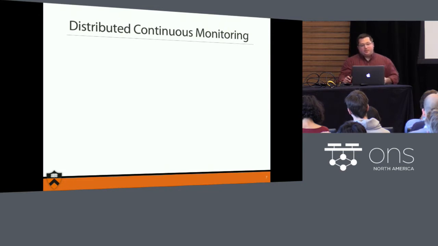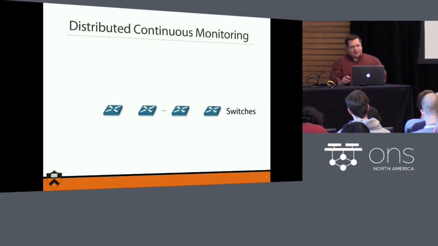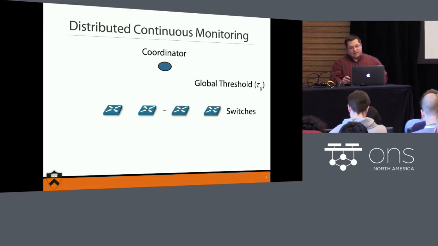Well, we can reason about the amount of coordination required to achieve accuracy in the context of the distributed continuous monitoring problem. This is a general monitoring problem to which network-wide heavy hitters can be reduced. In the problem, we have N switches that are forwarding packets. A central coordinator tries to determine when a global threshold, tau sub g, has been met for some flow by listening to reports from switches.